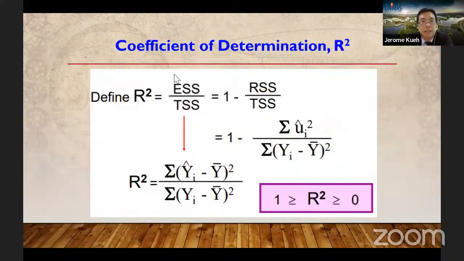Right? So I believe that this is a formula that we have looked through before, where the range for the R squared is normally between 0 and 1.